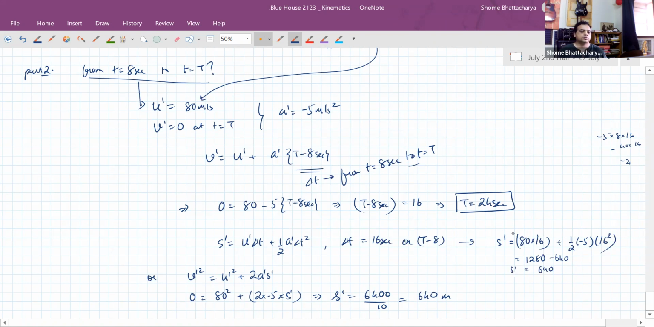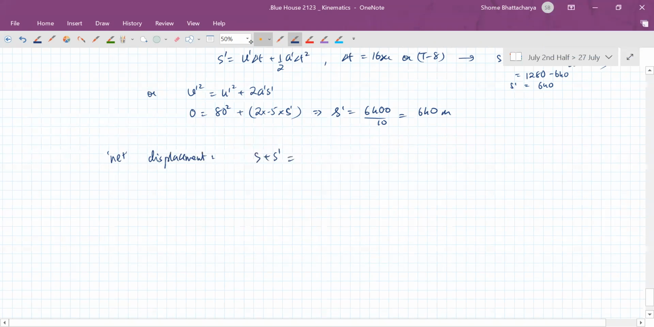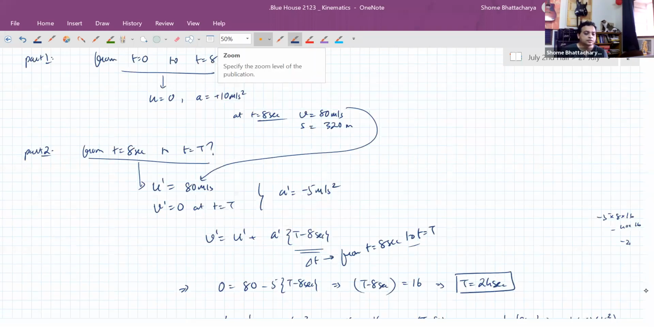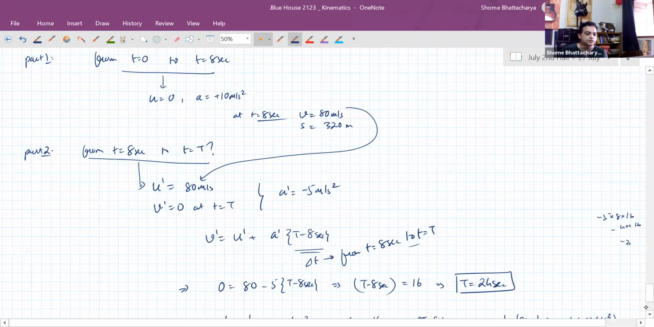So you can do this way also. So now you can see that the net displacement, so the S prime will be minus 640, right? No beta, it's not coming back. See, understood the point? Its velocity is going from 80 to 0. Its velocity is not becoming negative. You're following my point?